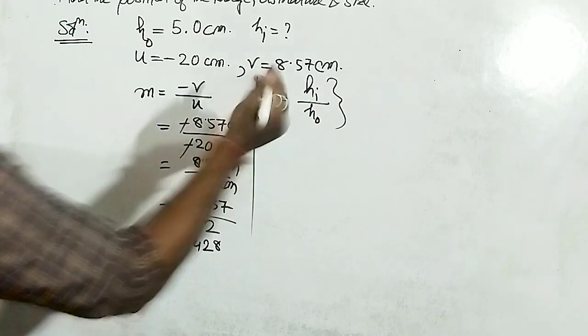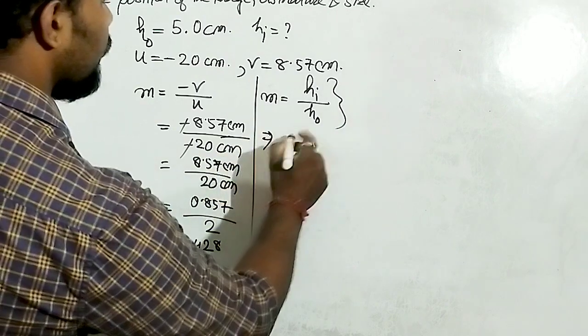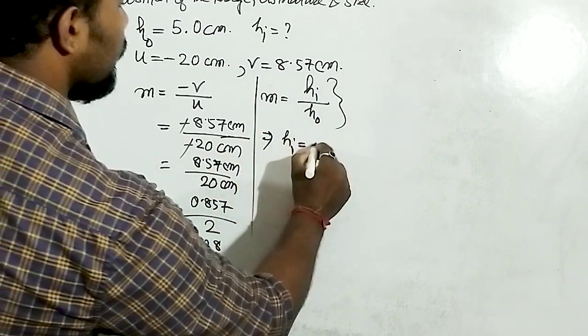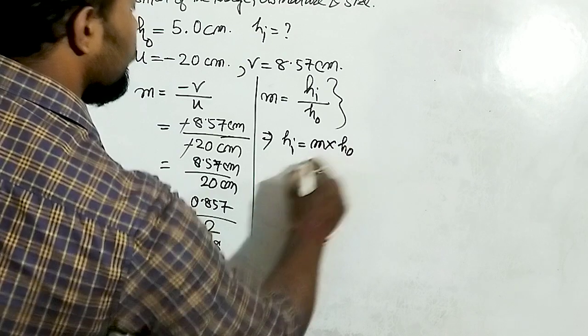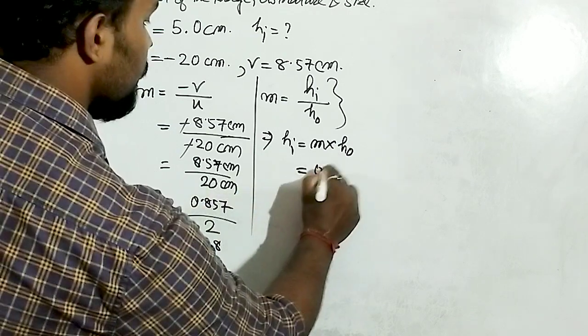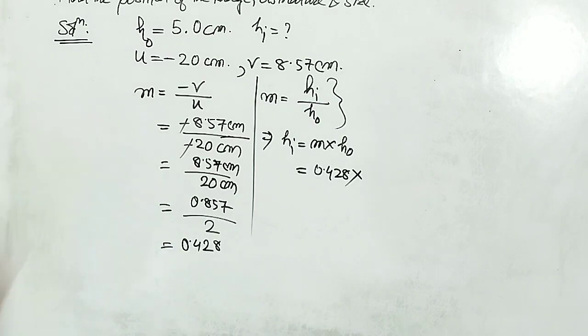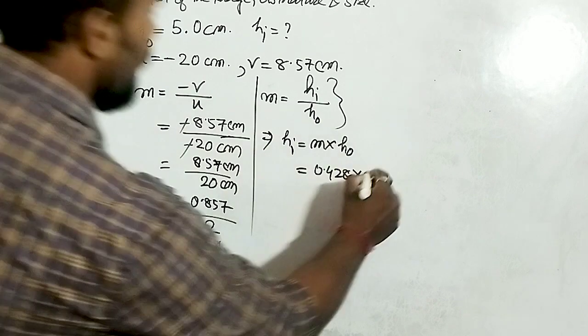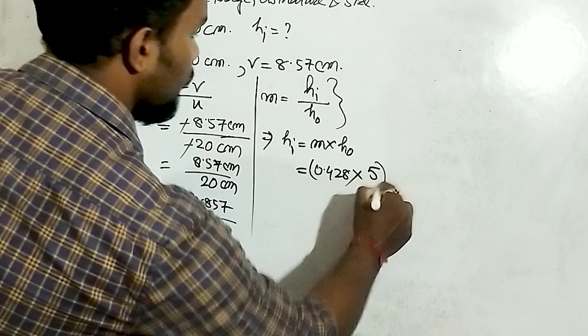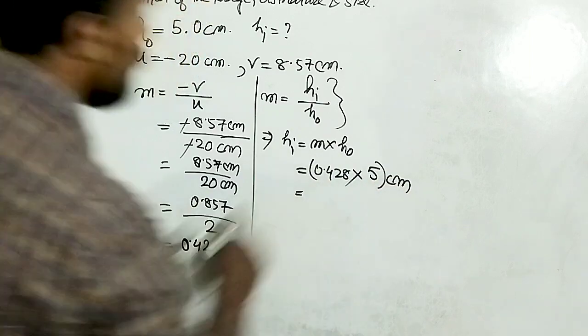Now we will calculate the image height. We need the image height. Image height will be m into h o. m is given as 0.428, into what is h o? It is given 5. You should write the centimeter. Just multiply it.